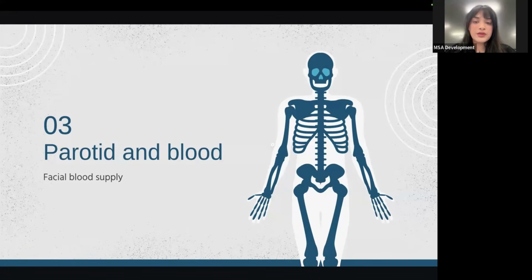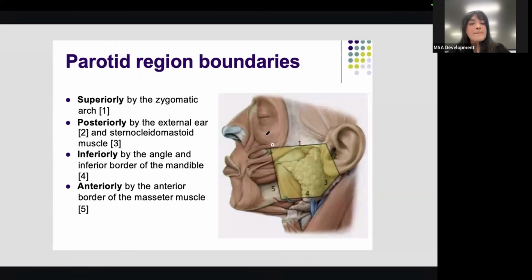Let's move on to the facial blood supply and the parotid gland. So we just talked about the parotid gland, right? We're going to talk about the boundaries. So superiorly, you have the zygomatic arch. I want you to focus on the diagram. Posteriorly, you have the external ear and the sternocleidomastoid.